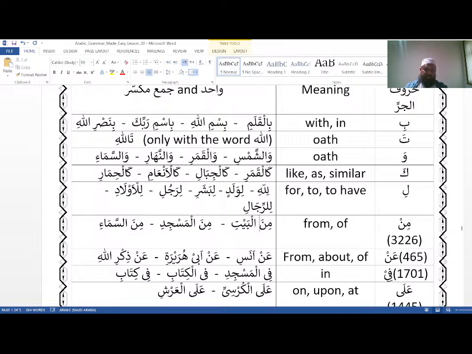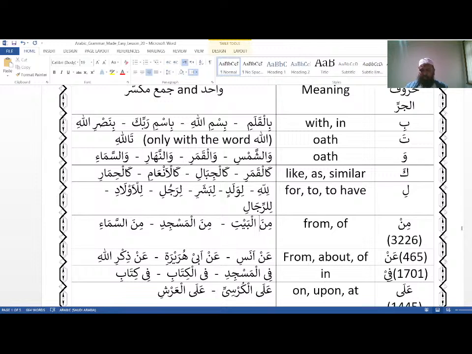An Abi Hurayrata, narrated from Abu Huraira, or Abu Huraira narrated. Next, an dhikrillahi. If you take an away, the phrase is dhikrullahi. Dhikru mudaf, lafz Allah mudaf ilayh. When an comes, the word dhikr will take the place of halatul jar. An dhikrillahi. Regarding the dhikr of Allah, about dhikr of Allah, or from dhikr of Allah, according to the context.